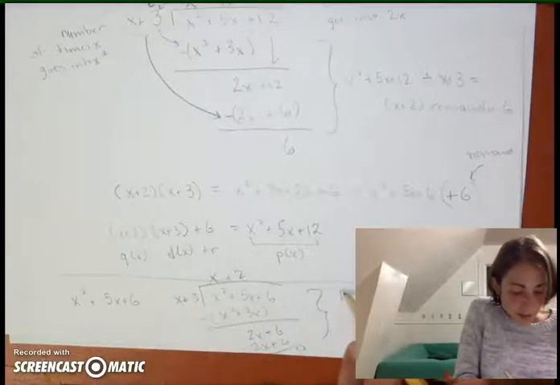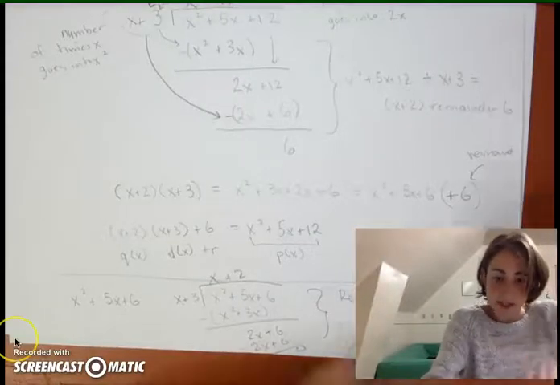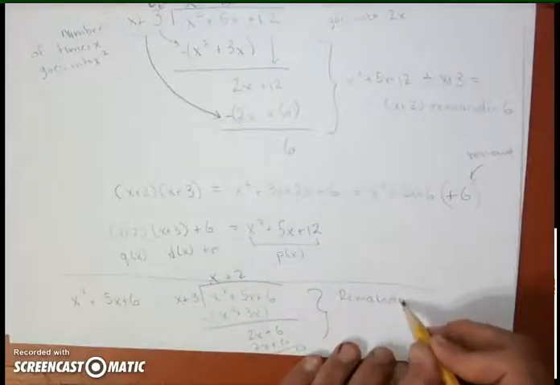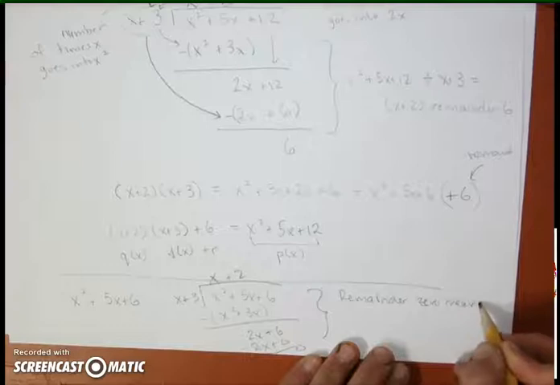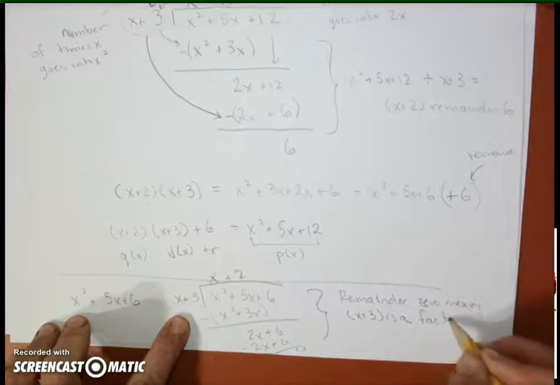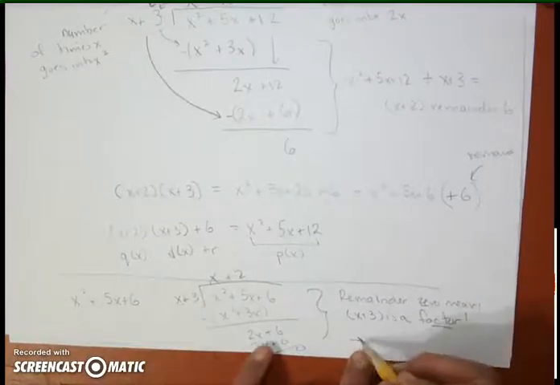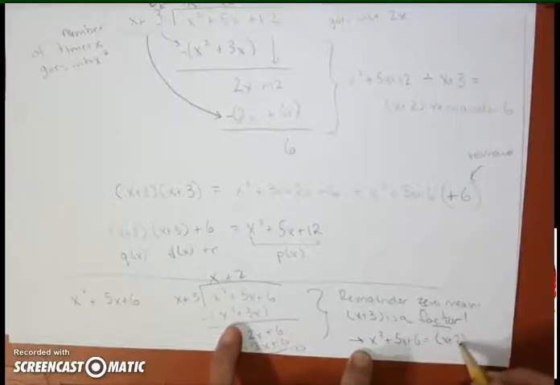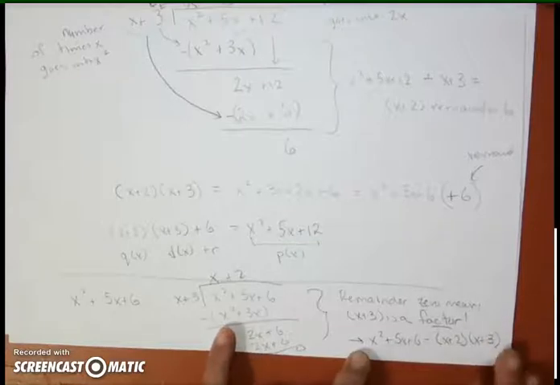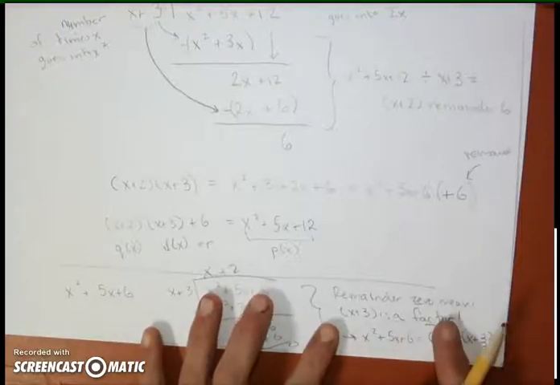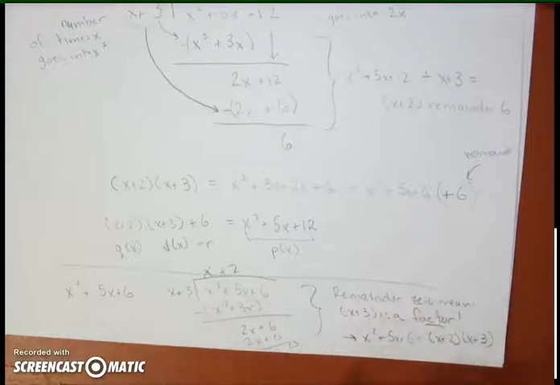Again, remainder 0, let's hide this. Remainder 0 means x plus 3 is a factor. In other words, I could write x squared plus 5x plus 6 as x plus 2 times x plus 3. And you could check that yourself just by factoring this expression. You don't actually need long division. We'll come back to this relationship between factors and remainder 0 in the next video.